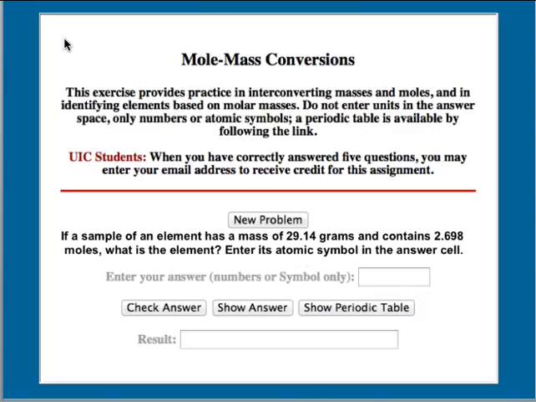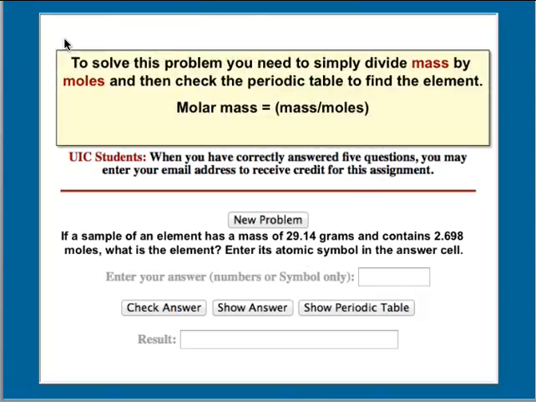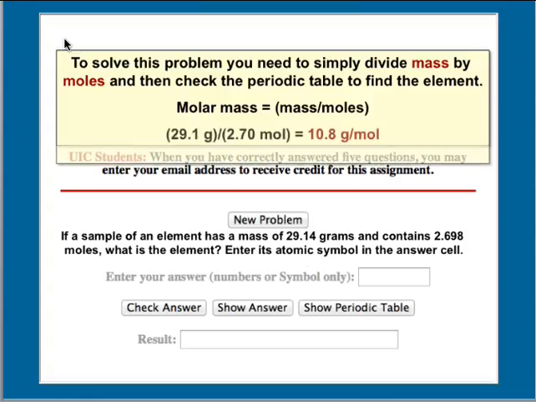So we are given a mass and we are given moles. Grams divided by moles is molar mass, isn't it? So we simply divide mass divided by moles. That's going to give us our molar mass. In this case, that's 10.8 grams.